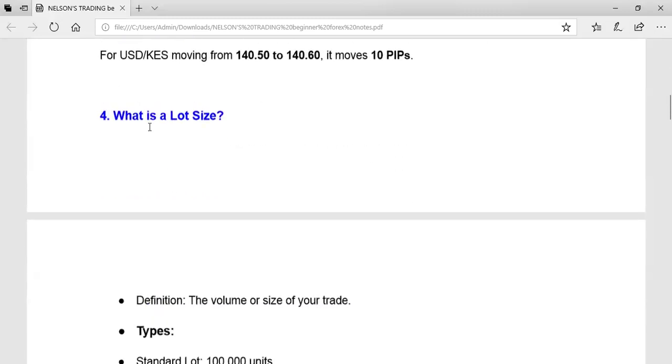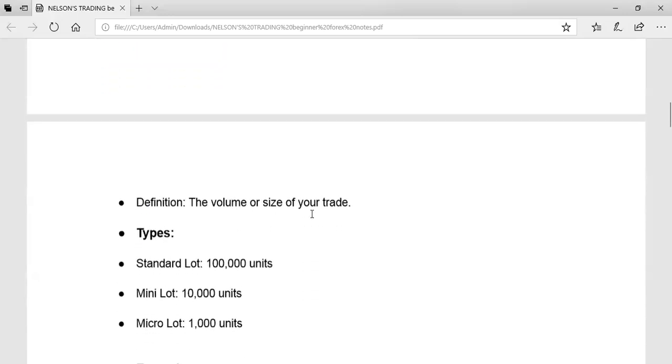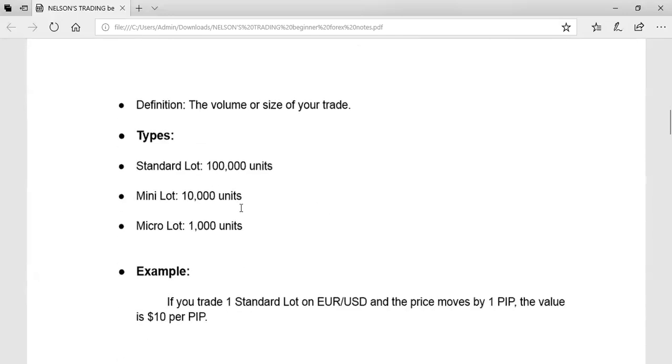Next, we come to the next terminology, that is, what is a lot size. So lot size is the volume or size of your trade. It's the volume and or size of your trade. So we have different types of volume.